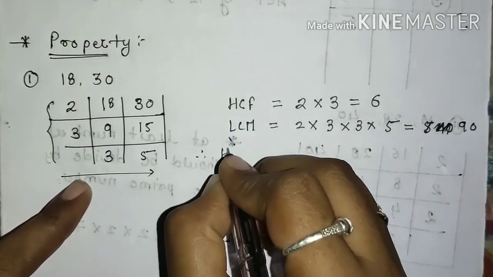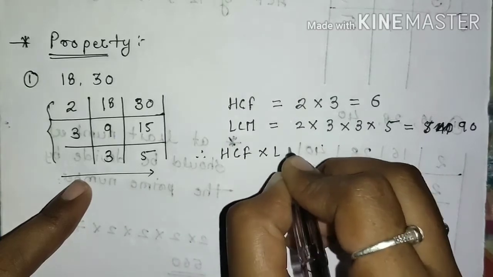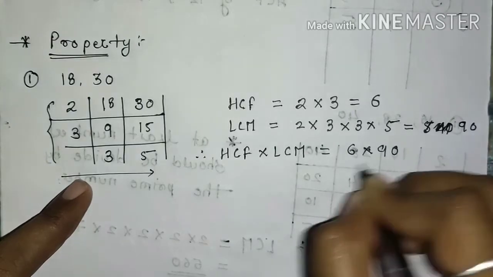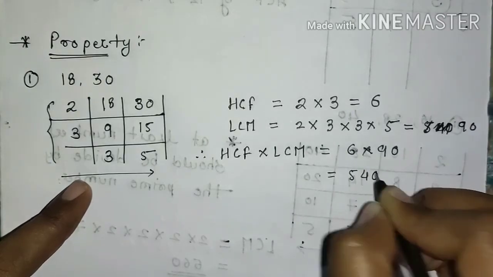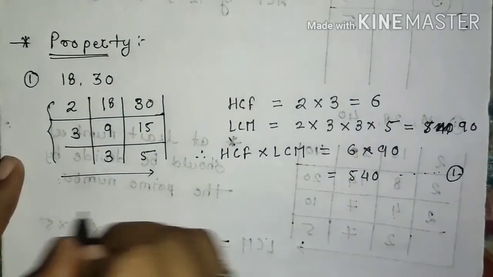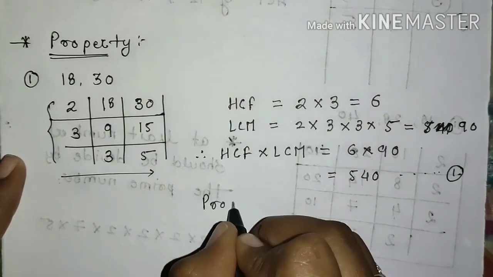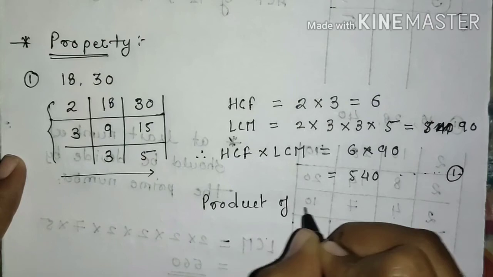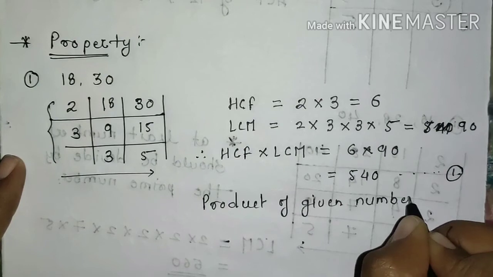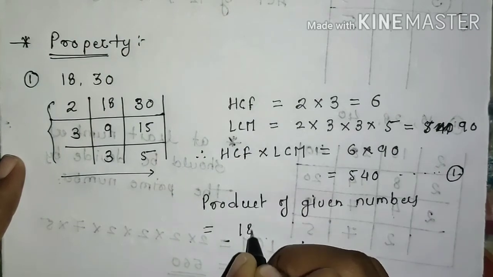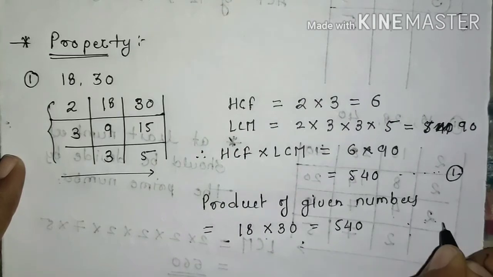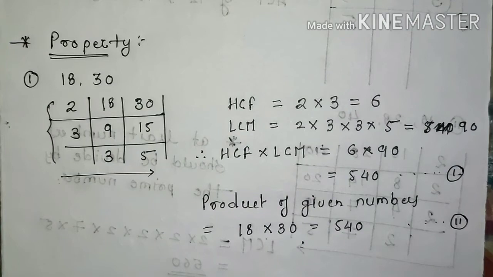Now what we will do? We will multiply HCF and LCM, that is 6 multiplied by 90, which is equal to 540. Let us make it equation number 1. Now next what we will do? We will find the product of the given numbers, and the given numbers are 18 and 30, which is again equal to 540. Let us write here equation number 2.